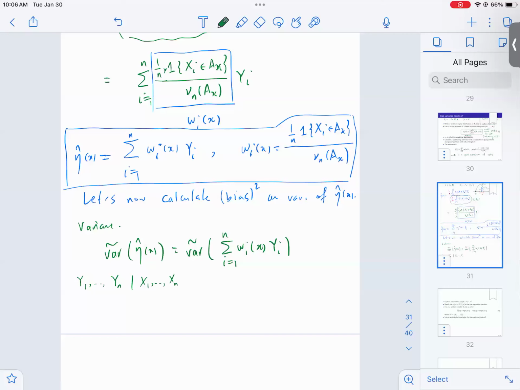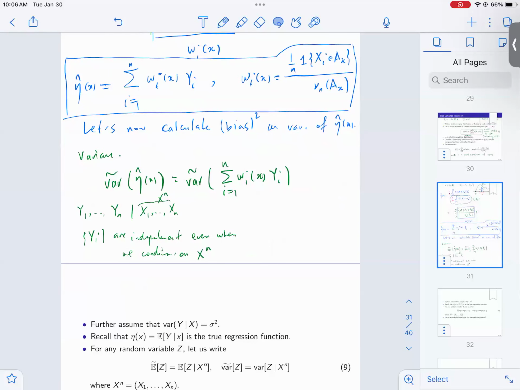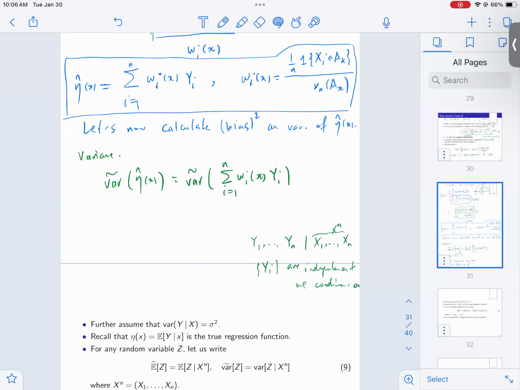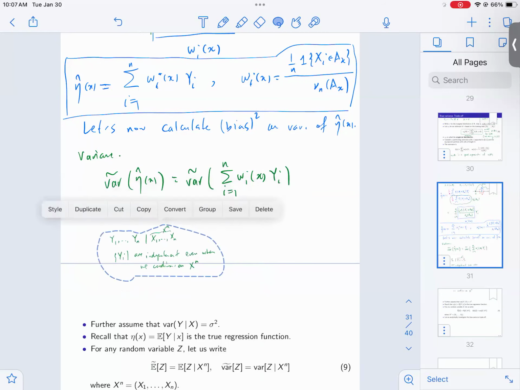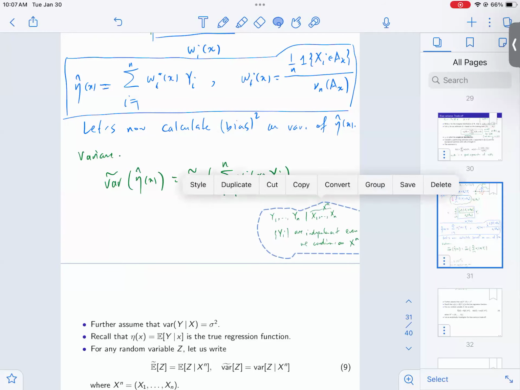So the y_i's are independent even when we condition on x_1 up to x_n. So I can move it past. So let's do this as a small side note here.